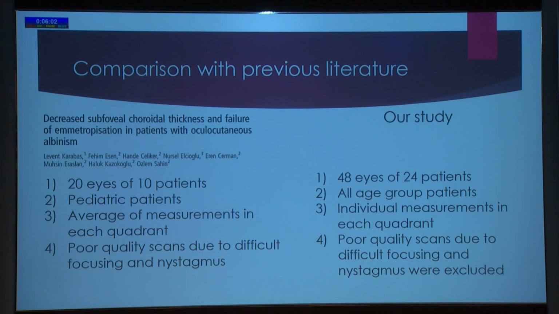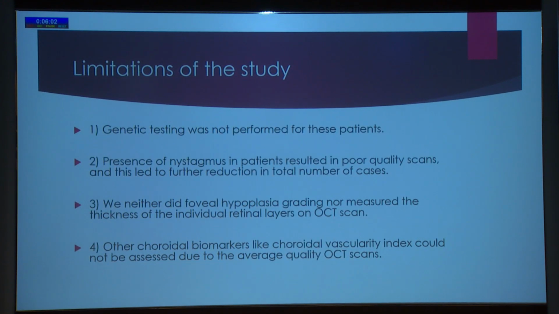In our study, we had a larger number of patients. We included all age groups of patients. We individually measured in each quadrant, and where there were poor quality scans, we excluded them from the analysis. The limitations of the study were the absence of genetic testing. Most of the inclusion was based on the clinical examination itself. The presence of nystagmus excluded most of the patients from the analysis.